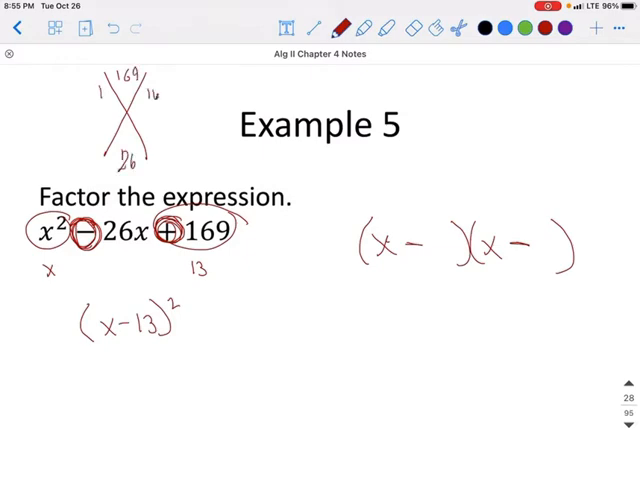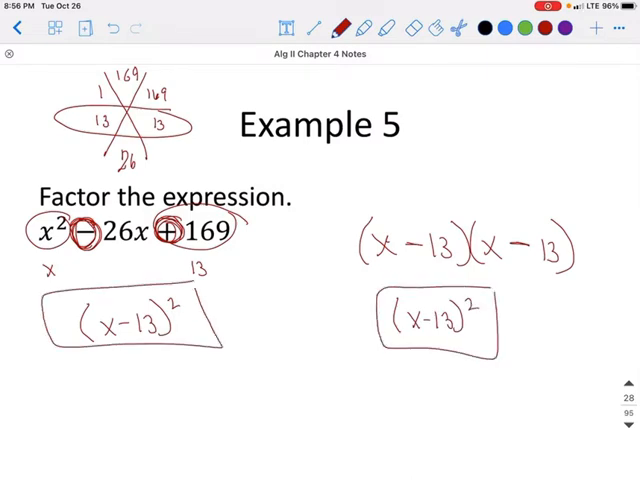So we have 1 and 169. And we do have 13 and 13. Adds to give us 26, so it has to be 13 and 13. Since these are the same, it would be x minus 13 squared, which is the same answer we got when we used the special rules.